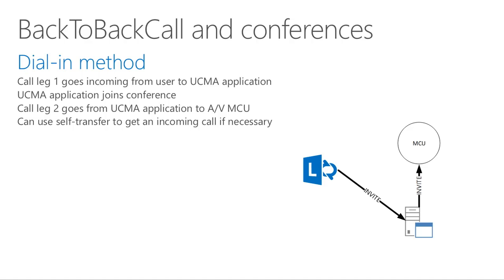So the UCMA application is connected to the user, and you're telling the user's Lync client, I'm going to transfer you back to the UCMA application again. The effect of that is to create another incoming call, and then you can take that call and back-to-back it through to the conference.